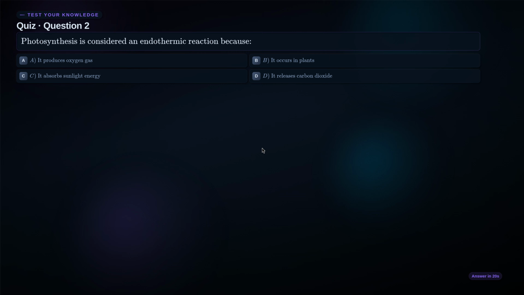The correct answer is C. Photosynthesis requires energy input from sunlight to proceed. The products, glucose and oxygen, have higher chemical energy than the reactants, carbon dioxide and water, making delta H positive.